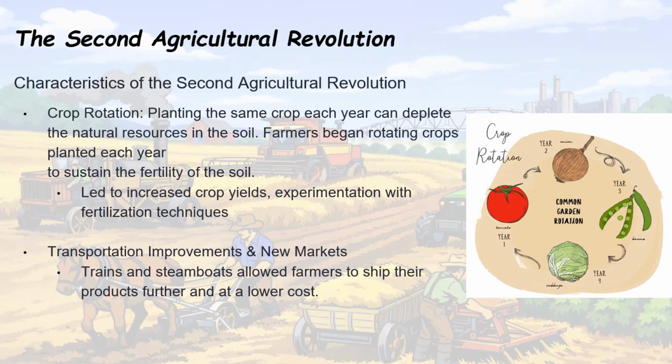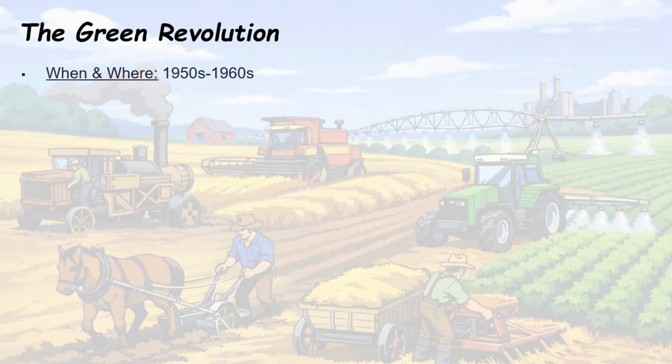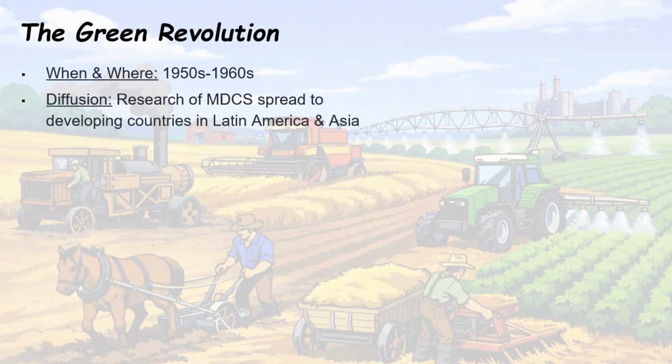But while Europe and the United States were upgrading farming in the 1700s and 1800s, the 20th century faced a different problem entirely: explosive population growth in developing regions. The 1950s and 1960s really said, okay, we need more food, immediately. This is the Green Revolution.